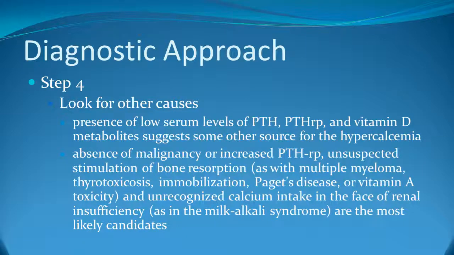Look for other causes. Presence of low serum levels of PTH, PTH-RP, and vitamin D metabolites suggests some other sources of hypercalcemia. Absence of malignancy or increased PTH, unsuspected stimulation of bone resorption as with multiple myeloma, thyrotoxicosis, immobilization, Paget's disease, or vitamin A toxicity, and unrecognized calcium intake in the face of renal insufficiency, as in the milk alkali syndrome, are most likely the candidates.